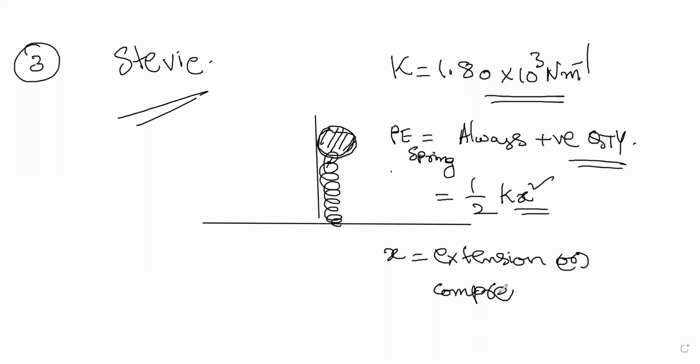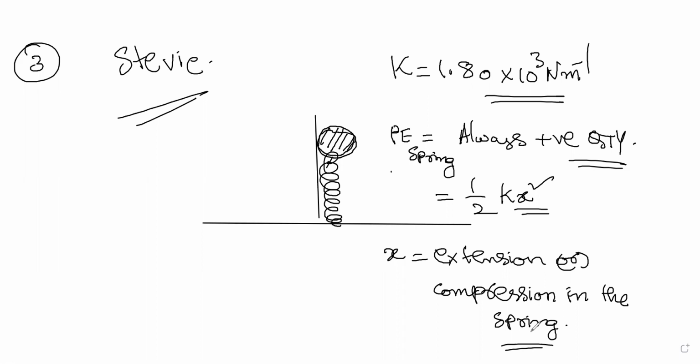Or compression in the spring. K is the extension or compression in the spring. So this is what you have. So the potential energy is always a positive quantity. That's one thing.